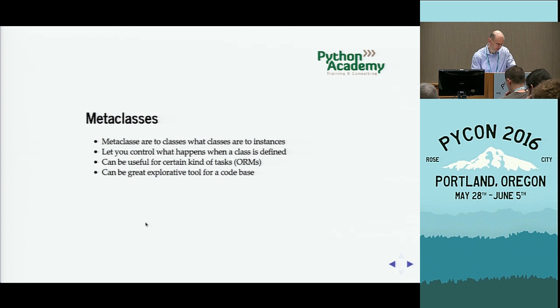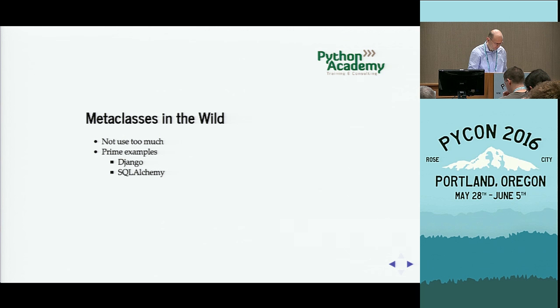So for instance, ORMs. Somebody mentioned SQLAlchemy already, and SQLAlchemy is using metaclasses. There are a few tasks that are very nicely solved with metaclasses, but they can also be a nice exploratory tool. If you want to know something about your code, they have a few examples so you can dive in and see what's happening in your code, and you can use a metaclass for it. So, metaclasses in the wild: I have two examples, Django and SQLAlchemy. There might be a few other ones that use metaclasses, but these are probably the prime examples.